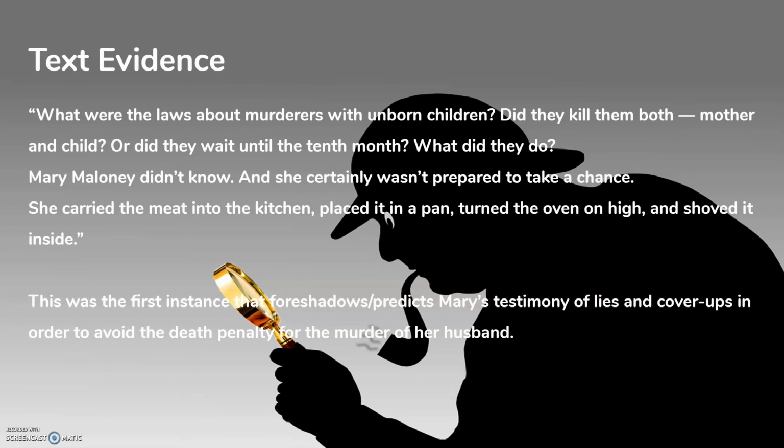And so first, of course, we're going to be looking for the text evidence, and I've already got one right here. Based on what I've got from the text, the text evidence that I got was, "What were the laws about murders with unborn children? Did they kill them both, mother and child, or did they wait until the 10th month? What did they do? Mary Maloney didn't know, and she certainly wasn't prepared to take a chance. She carried the meat into the kitchen, placed it in a pan, turned the oven on high, and shoved it inside." So based on this text evidence, this was the first instance that foreshadows or predicts Mary's testimonial lies and cover-ups in order to avoid the death penalty for the murder of her husband.